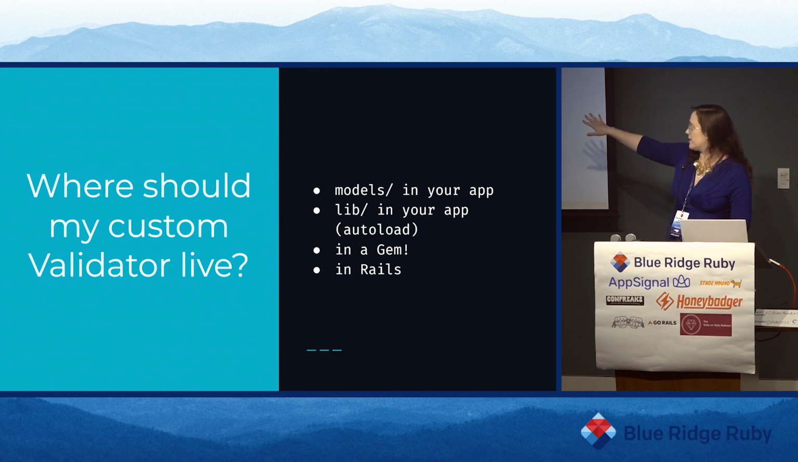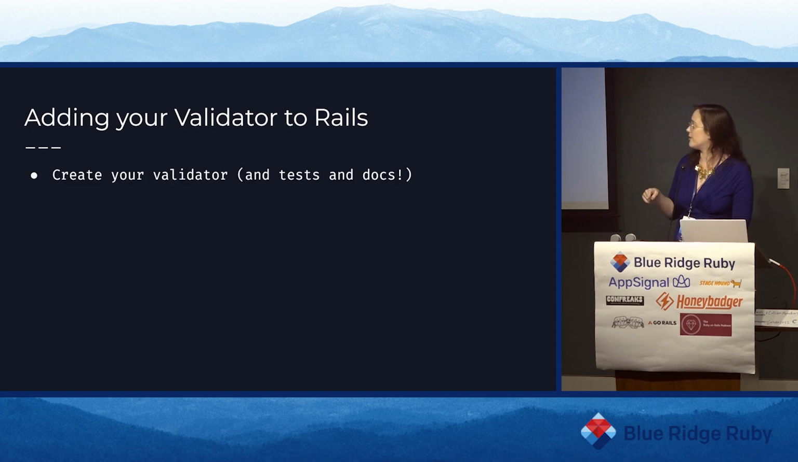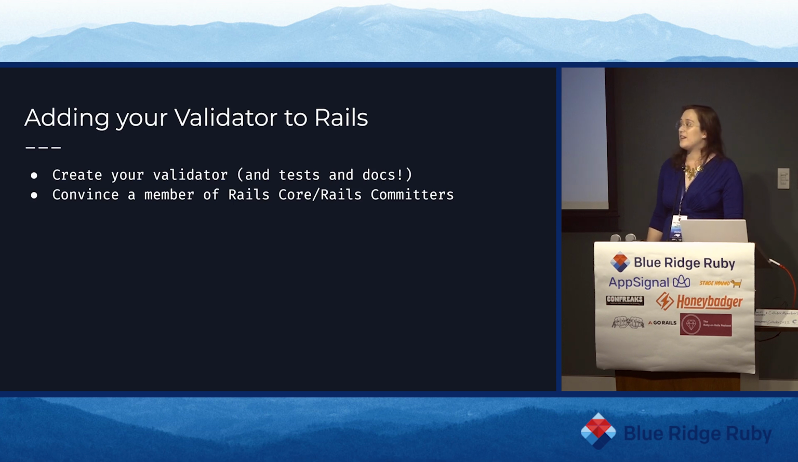The last option here is in Rails. Now, I have helpfully ordered this list from the fastest way to get a validator in your app to the slowest way. So let's take a moment to talk about what it looks like to add your validator to Rails. First, you're going to create your validator and your tests and your docs and your changelog, which I forgot when I added the comparison validator. Next, you're going to convince a member of Rails core or Rails committers that it should be added to the standard library. You're going to complete the review process.